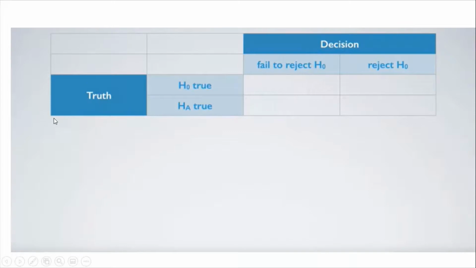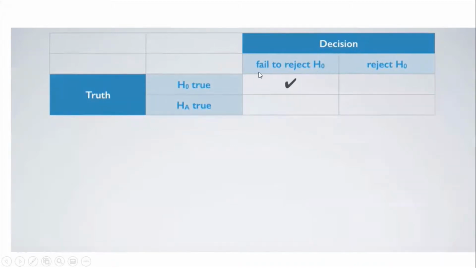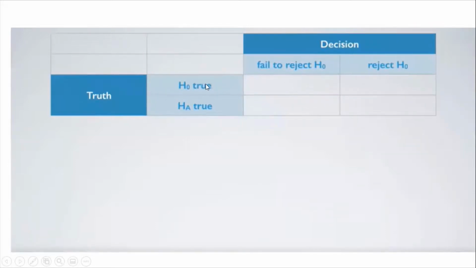On the left side we have the true state, the reality, and on the right side we have the decision which we made. The null hypothesis is true, which is basically there's no difference, or the alternative hypothesis is true, there is a difference in reality. And then our decision is fail to reject or reject.